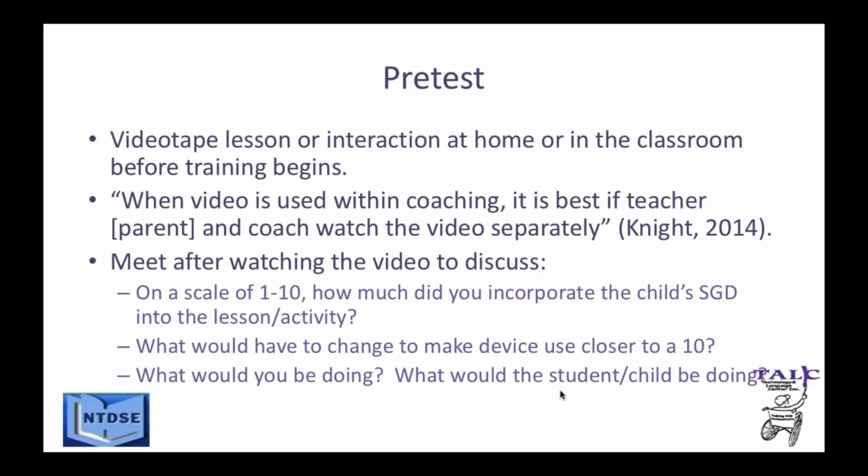So let's talk about how we do each of these things that Kent-Walsh and McNaughton described in step 1. The first is the pretest. This is really getting a clear picture of reality. What is currently happening in the natural environment? And we can't stress how important this is. This really helps us set the next steps that we're going to talk about. In the pretest, what we try to do first is videotape that lesson or that interaction at home or in the classroom before the training begins.